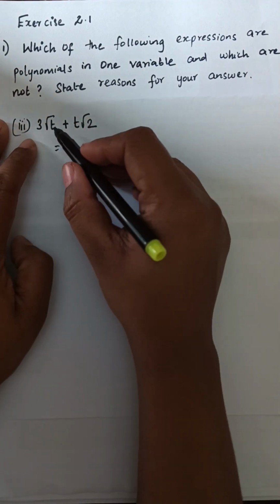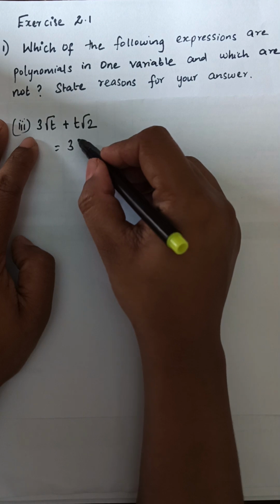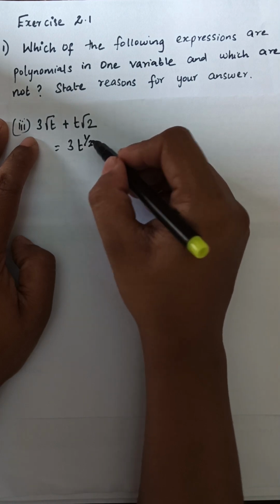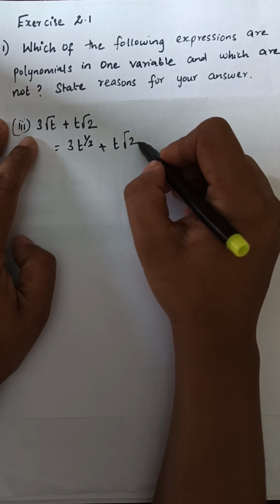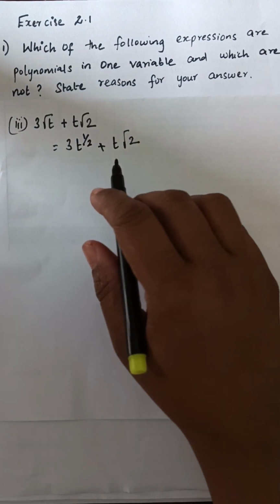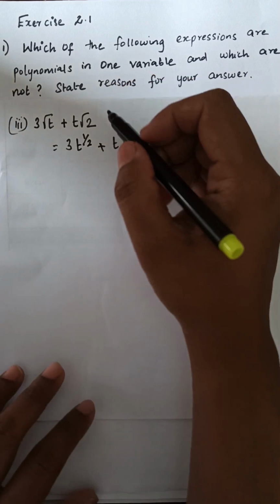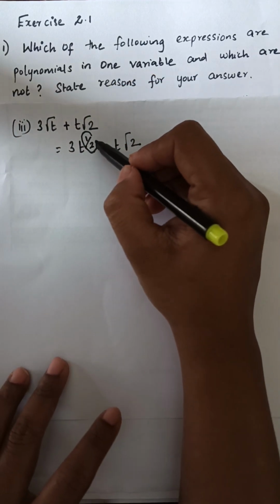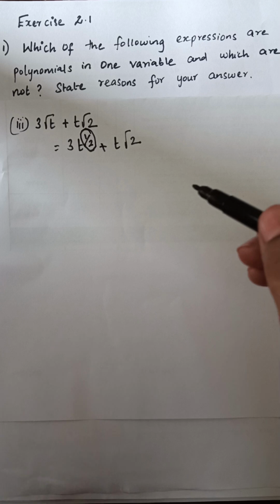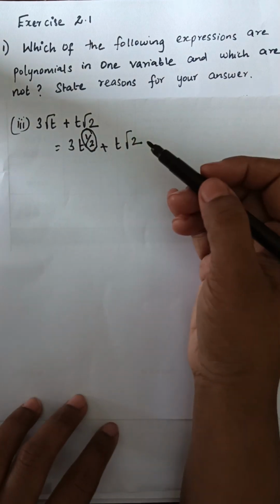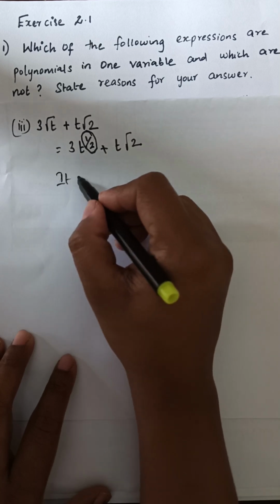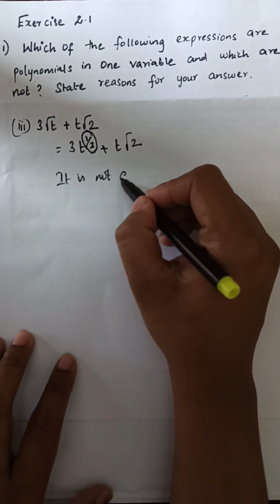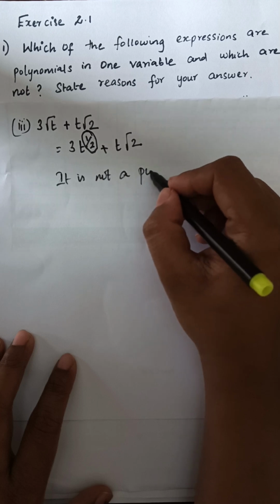So this is the third part. It's 3 root t. So root t we can write as t power 1 by 2, plus t is there and root 2 is here. So actually it contains only one variable but it is not a polynomial, because see the power, t power 1 by 2. So it's not a polynomial. It is because it's not a whole number. We can write it is not a polynomial.